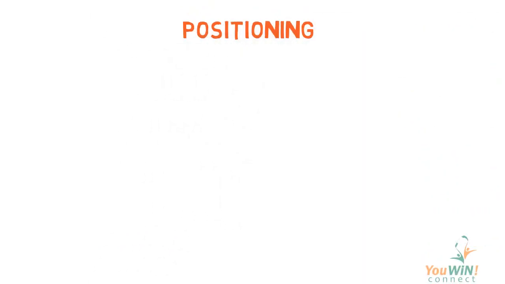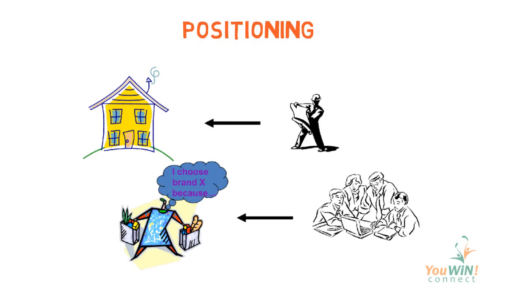Now let's look at positioning. I'm going to use an illustration because this helps us to understand what positioning means. To build a nice house, you must first have a blueprint. To get customers to think positively about your brand and to buy it, you need to plan in detail how you want customers to think about your brand and the reasons they should buy your product. This is called positioning.